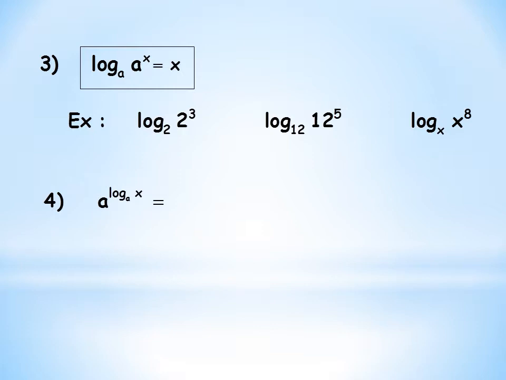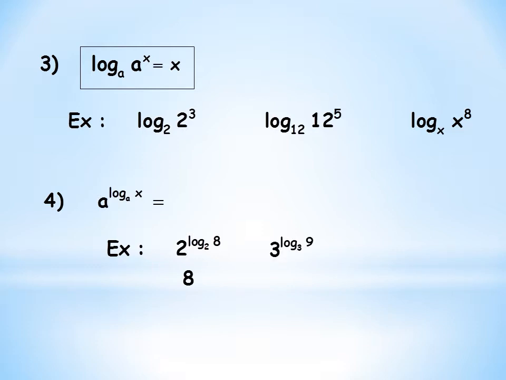Your fourth property is if I have some number raised to the log that has the same base of that number of x. Again, let's look at an example. If I have 2 raised to the log 2 of 8, well, if you evaluate this log 2 of 8 right here, you can see that this would be 3. 2 to the third is going to equal 8. So you can see that this simplifies down to 8.